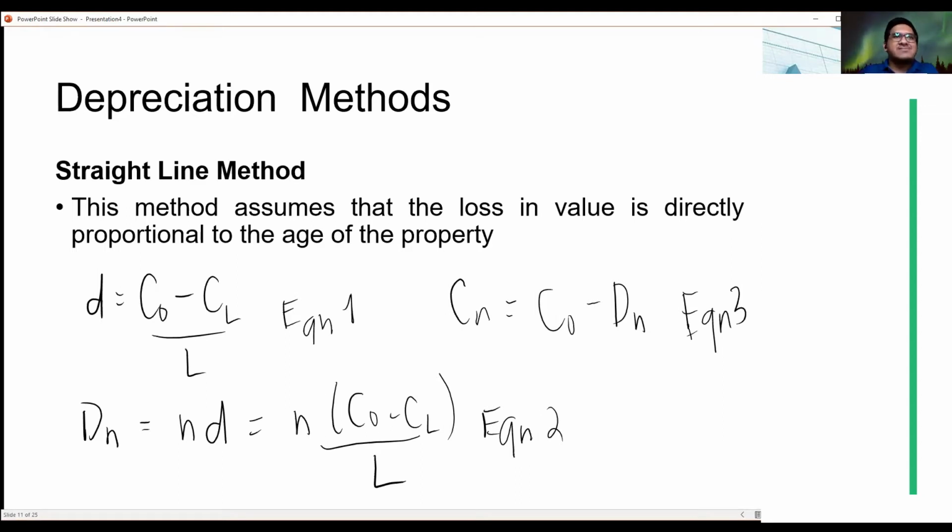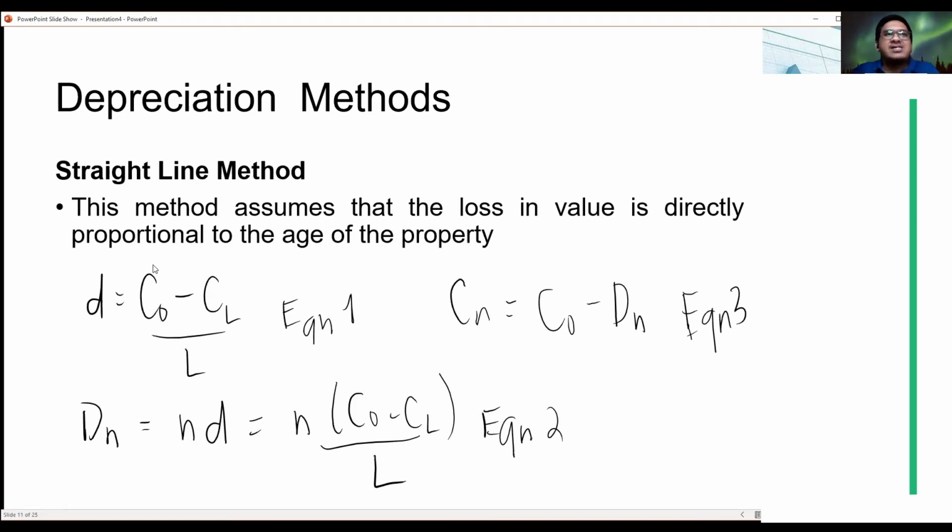So that means, if you take a look at the depreciation per year, it's the total amount divided by the number of years. Okay? Let's look at the formulas. So this is the depreciation, annual depreciation. Its formula is C sub O, original cost, minus scrap value, C sub L, divided by the number of years, the useful life of the property.